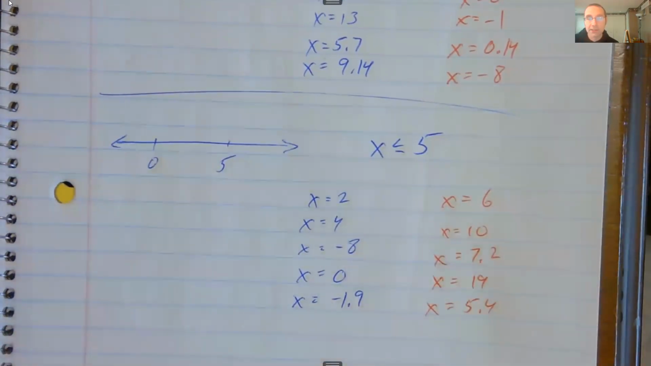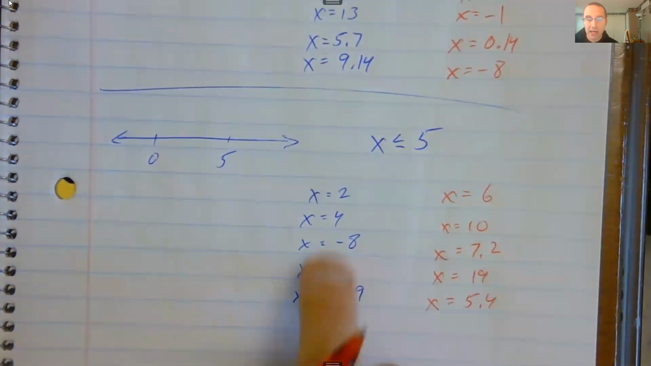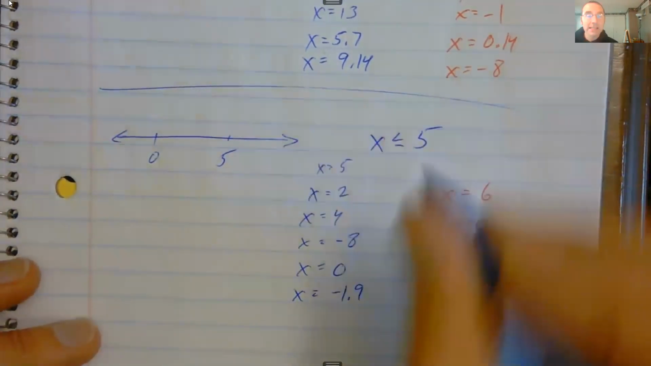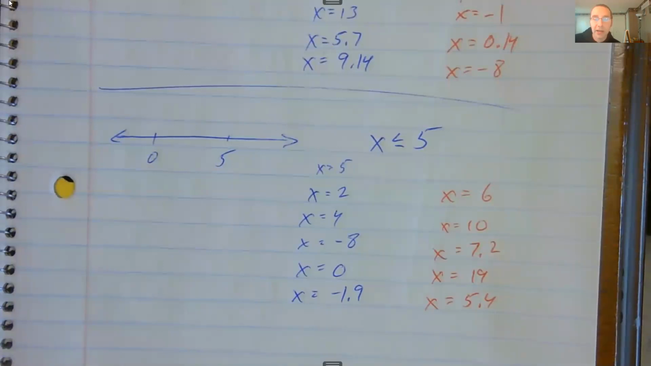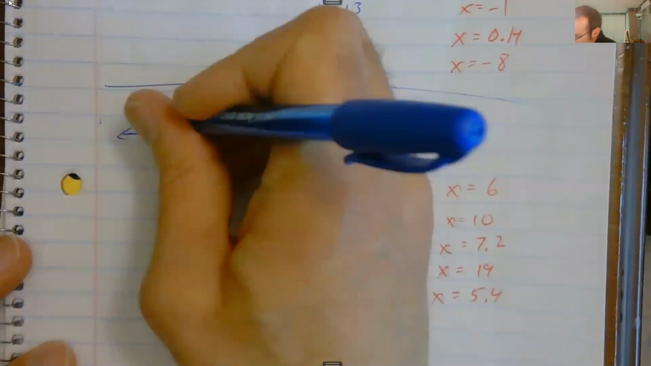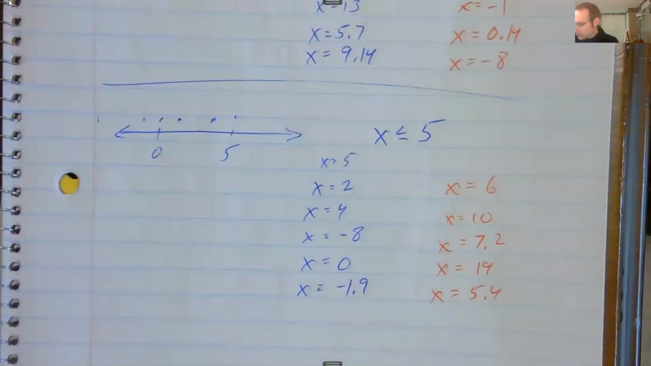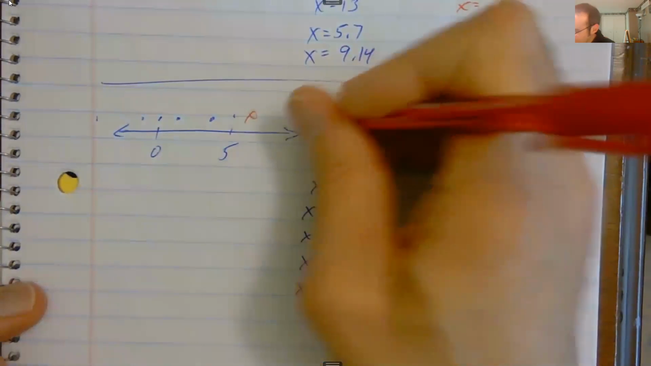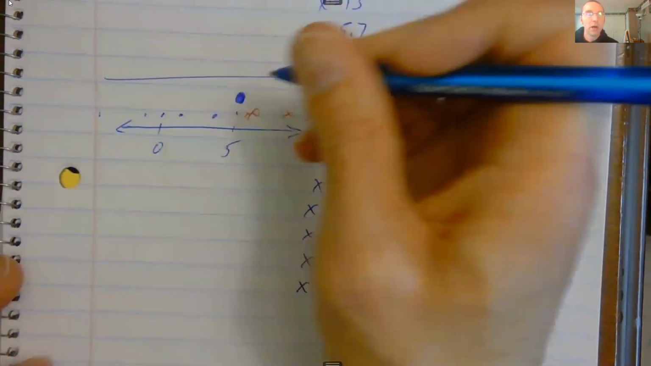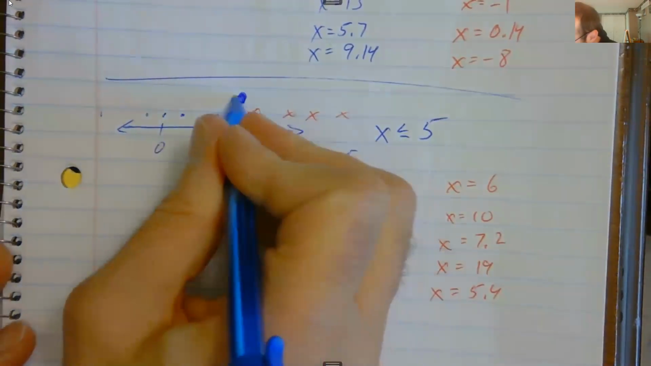These are all false statements. X equals 5, think about that real quick. Does that fit into this category or that category? Does it work or not work? X equals 5. Sure enough, 5 is less than or equal to 5. So we would include 5 in that. So if we start plotting, 2 worked, 4 worked, 5 worked, -8 worked, 0 worked, -1.9, all of those worked. X equals 6 did not work, 10 didn't work, 7.2 didn't work, 19 didn't work, 5.4 didn't work. And what we find is that everything that worked, starting at 5 and including 5, was off to the left.